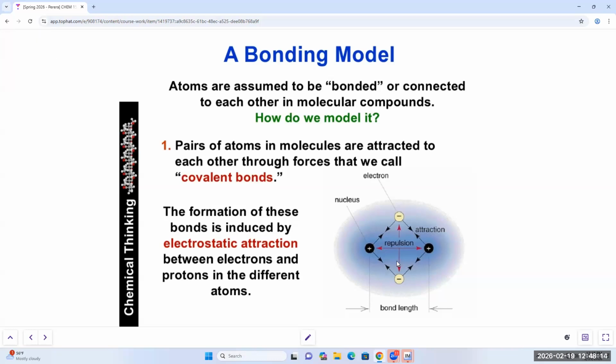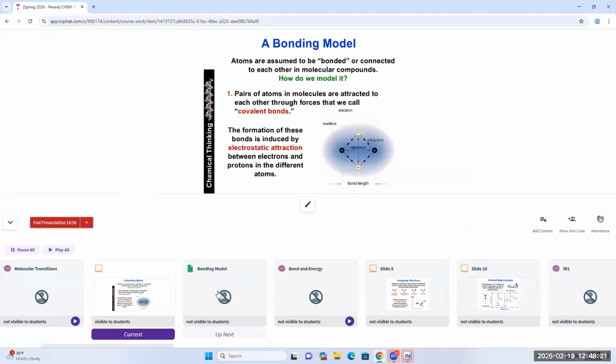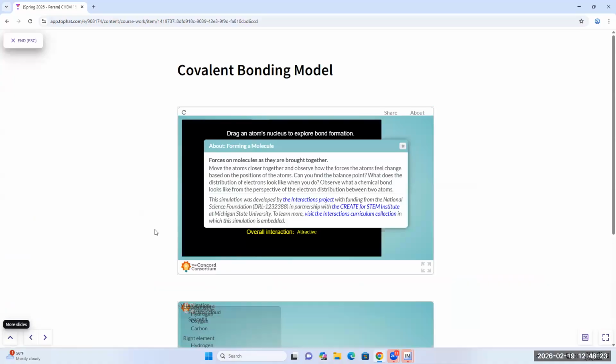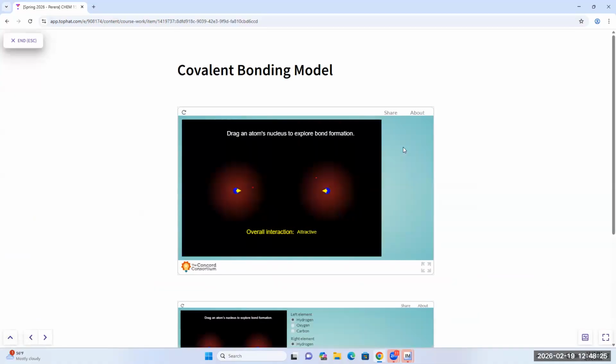All right, now I'm not done. I'm going to keep explaining this one more time, okay? So this is the idea of covalent bonding. Now what I want to do is use a simulation to explain this one more time, if I can. All right, so here are 2 atoms.